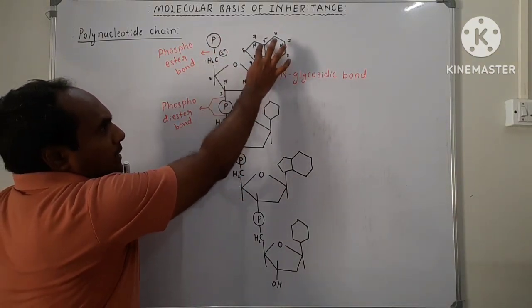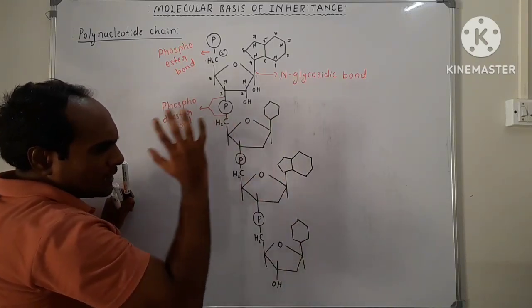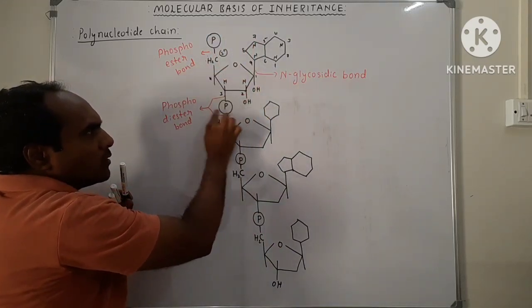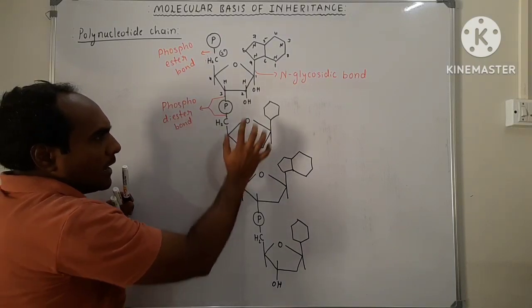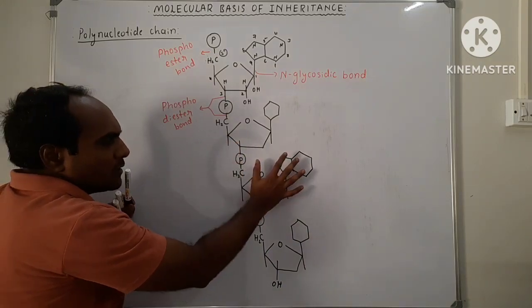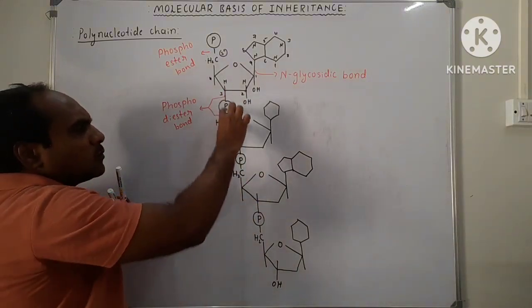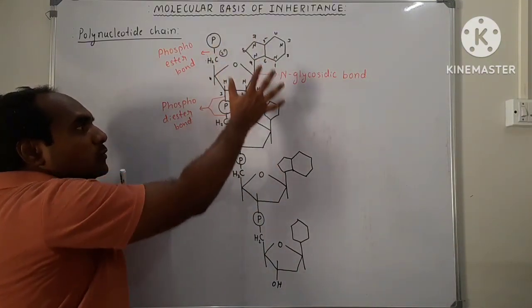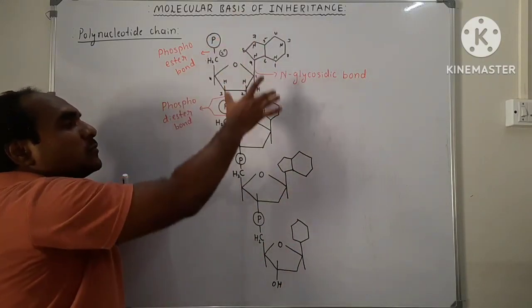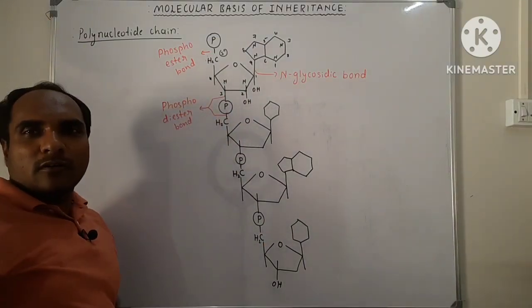This is one nucleotide, this is another nucleotide, this is the third nucleotide, this is the fourth nucleotide. Keep it in mind, this nucleotide connects to this one with the help of a bond called a phosphodiester bond, and this nucleotide connects to this nucleotide with the help of a phosphodiester bond, and this one is connected to this one with the help of a phosphodiester bond. In this way, with the help of phosphodiester bonds, all nucleotides combine together and form a polynucleotide chain. This polynucleotide chain is called what? Nucleic acid. Getting my point?